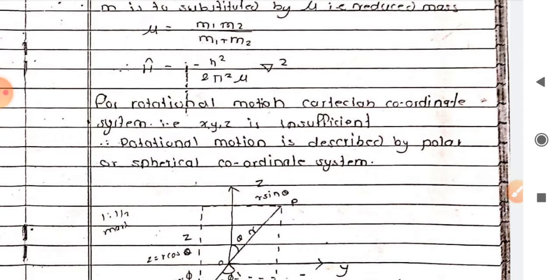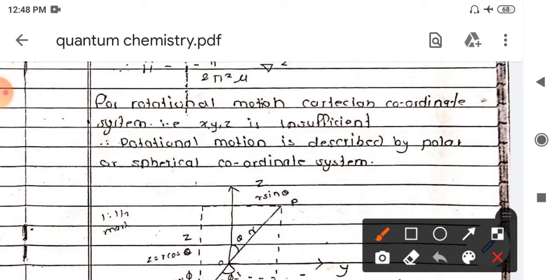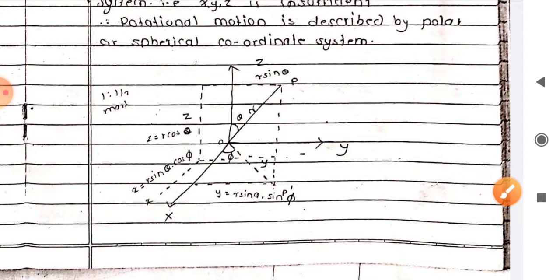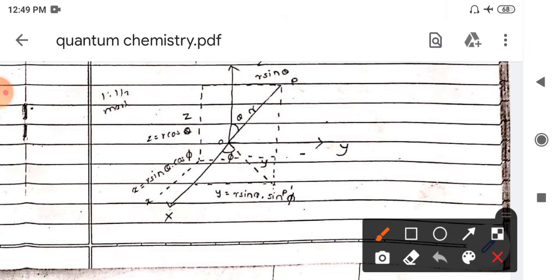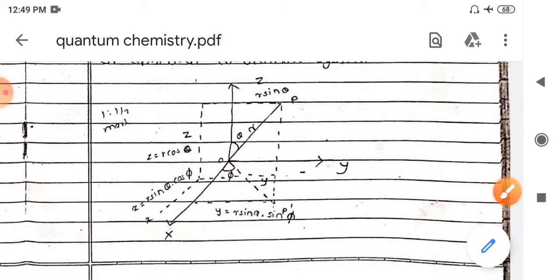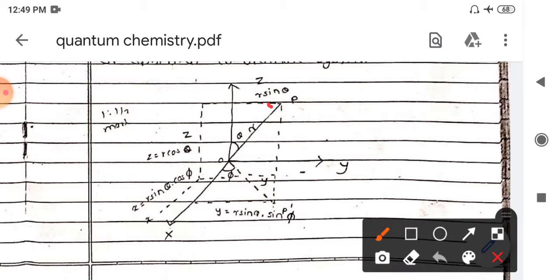For rotational motion, the Cartesian coordinate system, that is x, y and z, is insufficient because we cannot obtain the solution for all the variables. Therefore, we describe this motion using the spherical polar coordinate system. So how do we change from Cartesian to polar coordinates? We consider one position vector for the given particle. Suppose my particle is at position P.